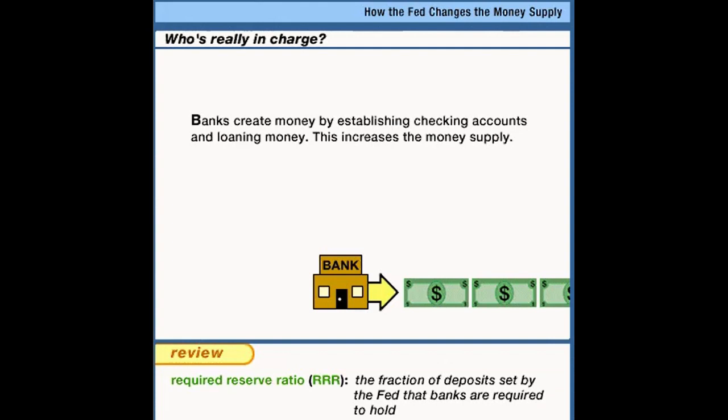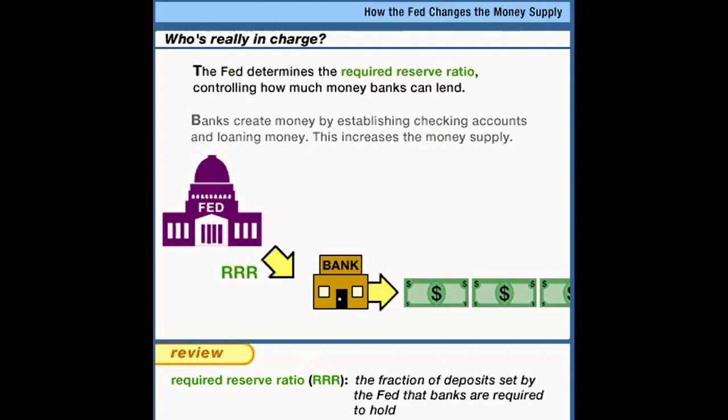And since the Fed gets to determine this reserve ratio, and the Fed gets to determine how much reserves are actually available to the banking system, it's the Fed that's really driving the process, even though banks are making the decision about how many new checking accounts to create as they make loans.